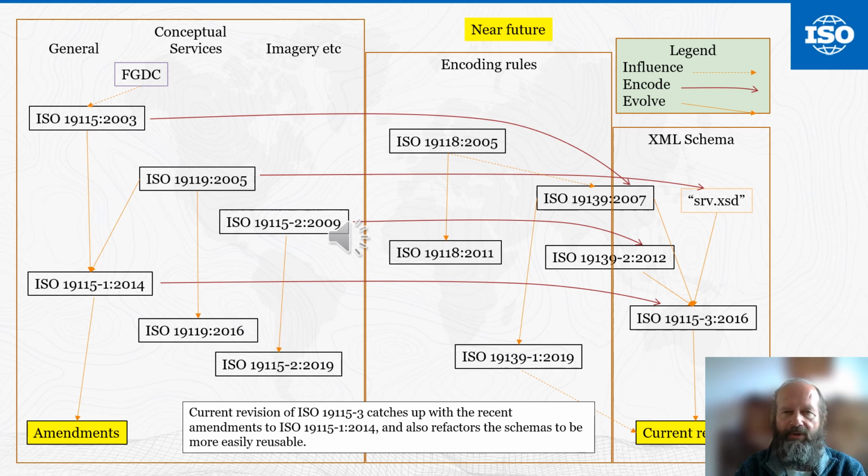So there's a current revision project for the XML schema for 19115 part 3, and that is taking into account those amendments, but it's also working harder to make it modular, so you can use parts of the 19115 part 3 schemas depending on what you want to do.